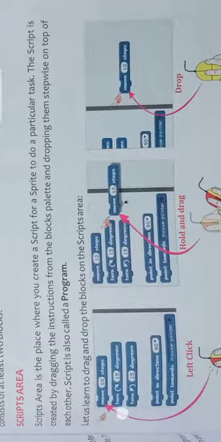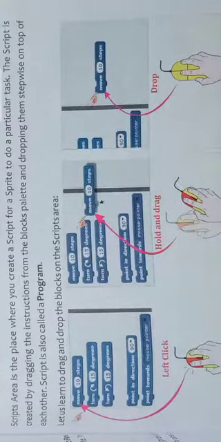Okay, so a script is also called a program. Basically, a script is a program. Okay, it means that particular program that you coded, you made it. So let's learn how to drag and drop the block palette on the script area.